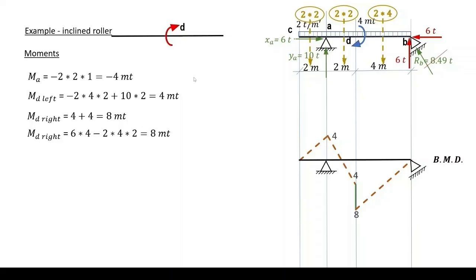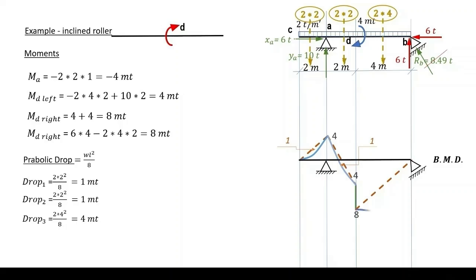Please note that for a hinge support and roller support acting at the end of the beam, we have 0 moments. But if we have an overhanging part before our support, it carries a moment. The parabolic drops: one for the part CA equals 1 meter ton, another for the part AD equals 1 meter ton, and the last one for the part DB equals 4 meter tons.